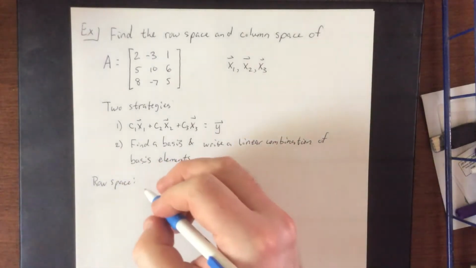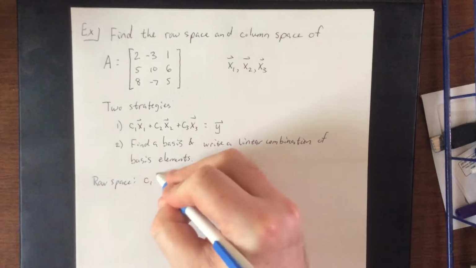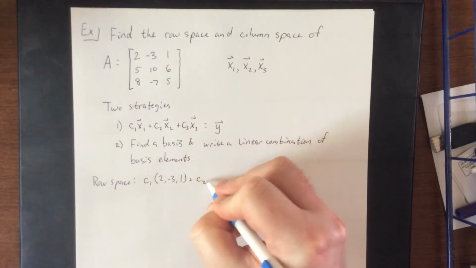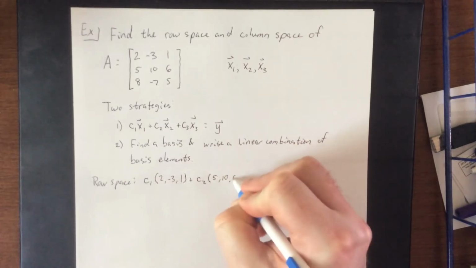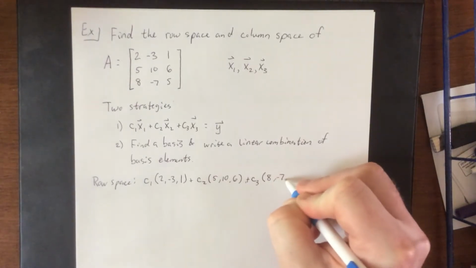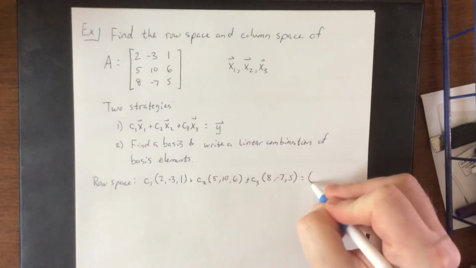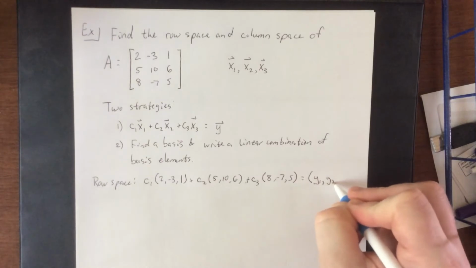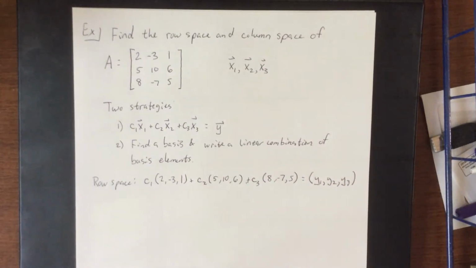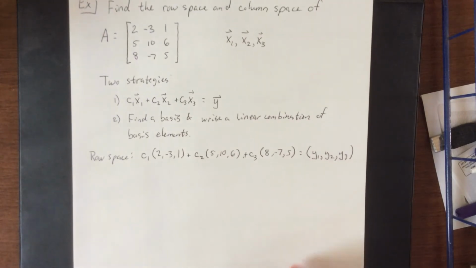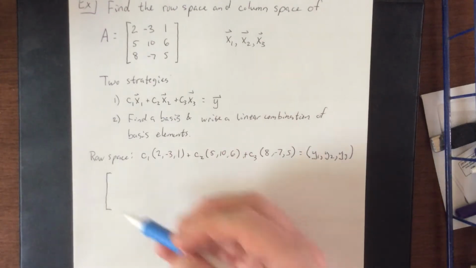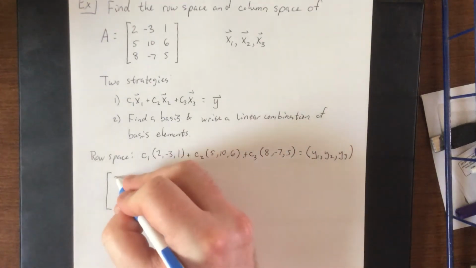So as far as the row space is concerned, what we would be doing is setting up c1 times the vector 2, negative 3, 1, plus c2 times the vector 5, 10, 6, plus c3 times the vector 8, negative 7, 5, and we're going to be setting that equal to a nice generic looking vector that we'll refer to as y1, y2, and y3. Using the same delightful strategy that we've been using for quite some time, we're going to load each of these vectors into our matrix as columns.